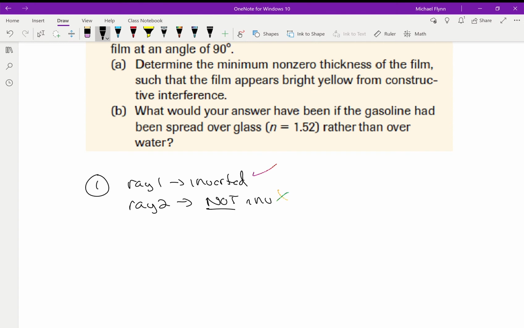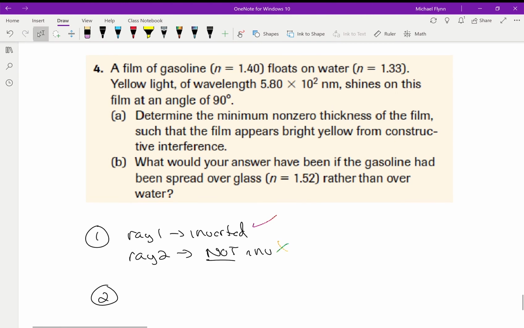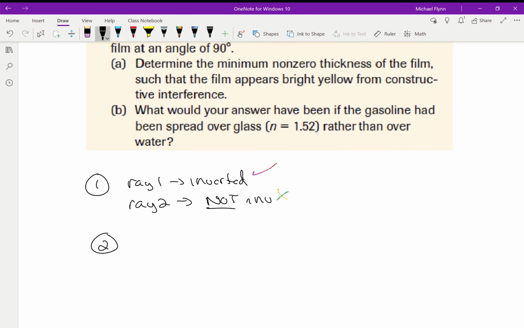Step 2, we're looking for yellow light constructive interference, and they tell us yellow is 580 nanometers. So the wavelength in the medium will be equal to 580 divided by the index of refraction of the medium, which is 1.4. Whoops, gosh, that's terrible. Don't use the water, right? It's always the gas, the one that's the film itself. Okay, so 580 divided by 1.4 is 414.3.